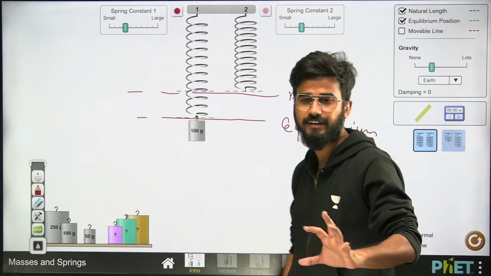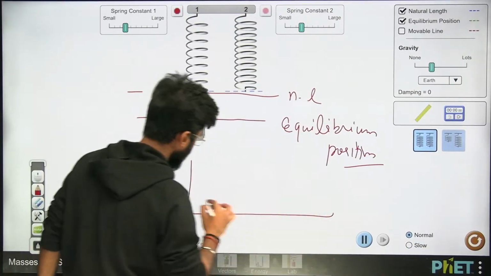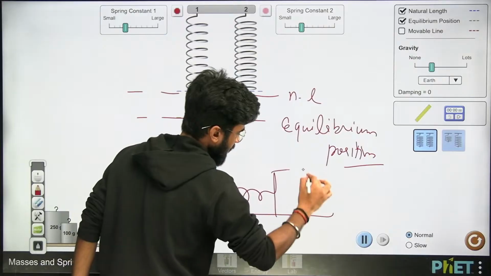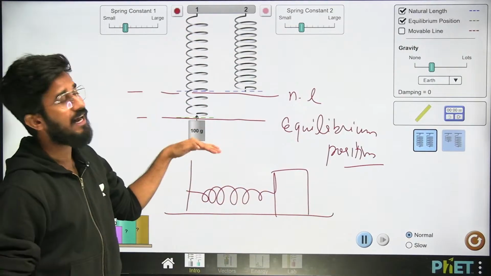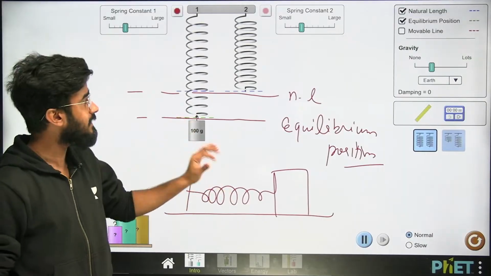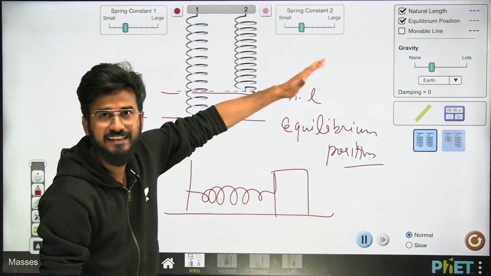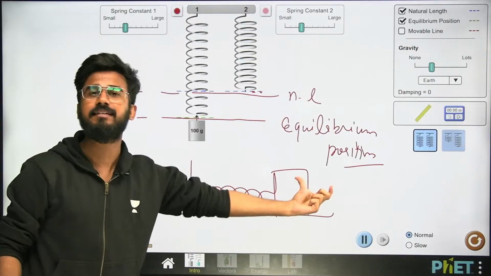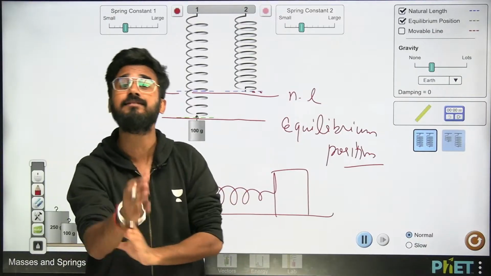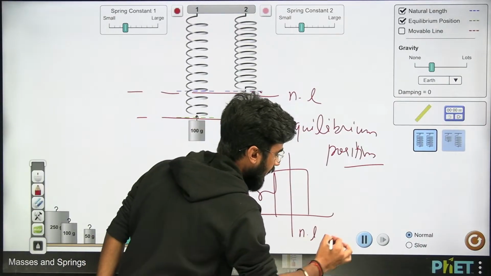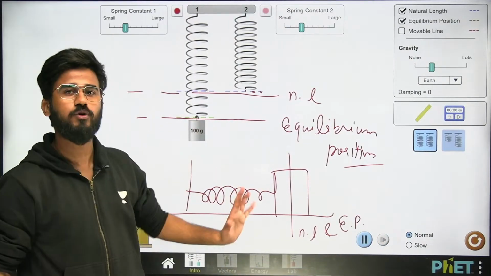First of all, you'll have to understand this thing. Got it? Now, suppose that we have a spring like this, and this is the mass. If we have a spring in a vertical direction, the natural length and the equilibrium position are at different places. But in a horizontal setup, the natural length and the equilibrium position are at the same point. This is the natural length as well as the equilibrium position. So you have to understand the difference.